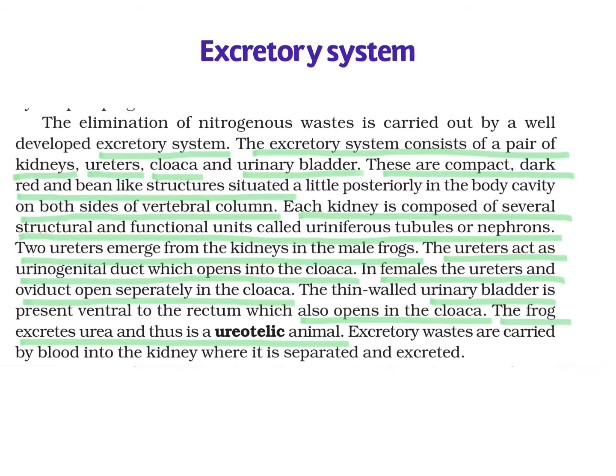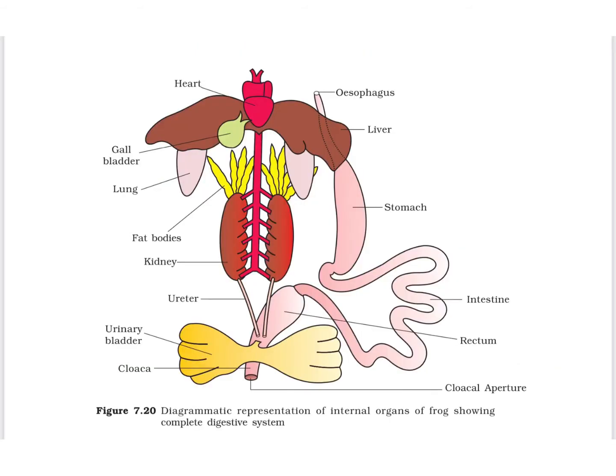And here mainly the excretory waste is carried by blood into the kidneys where it is separated and then it is excreted through this system through the cloacal aperture. So let us understand all these structures regarding the diagram.